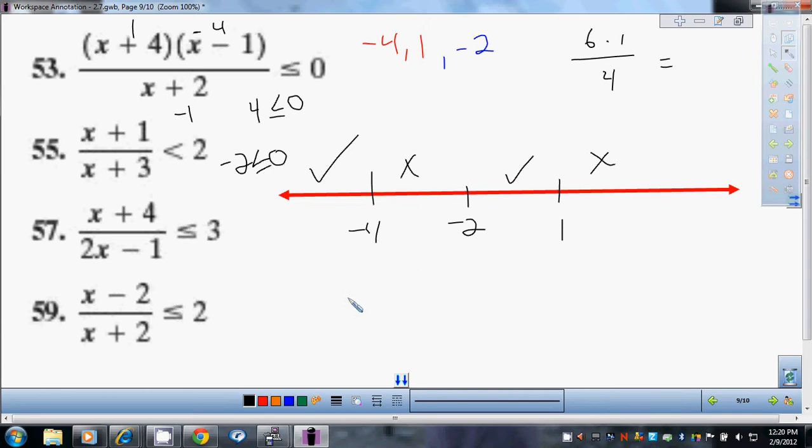No. So your intervals would be -infinity to -4 with a bracket, -2 to 1, parentheses, bracket. Again, parentheses because it was an asymptote.